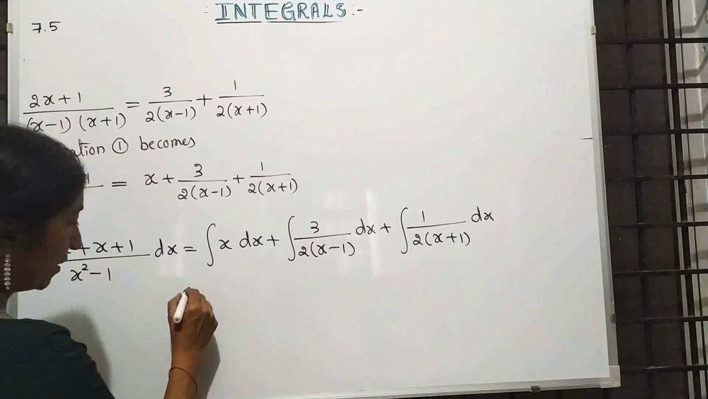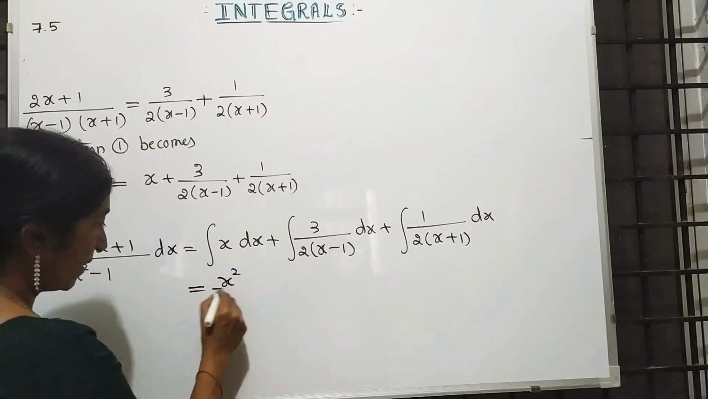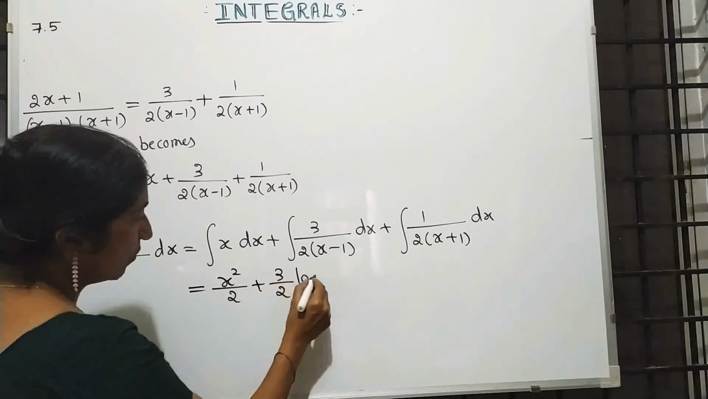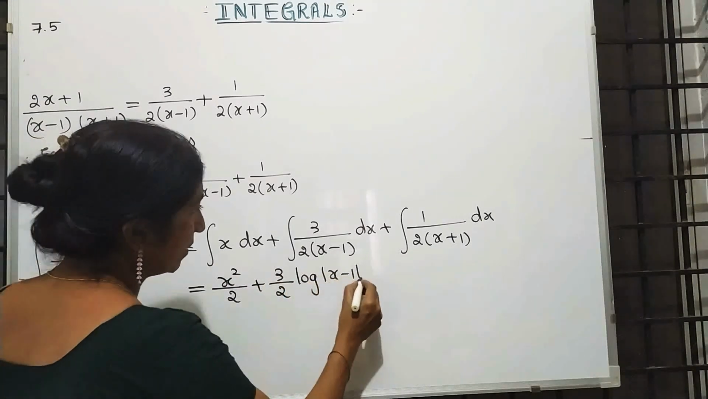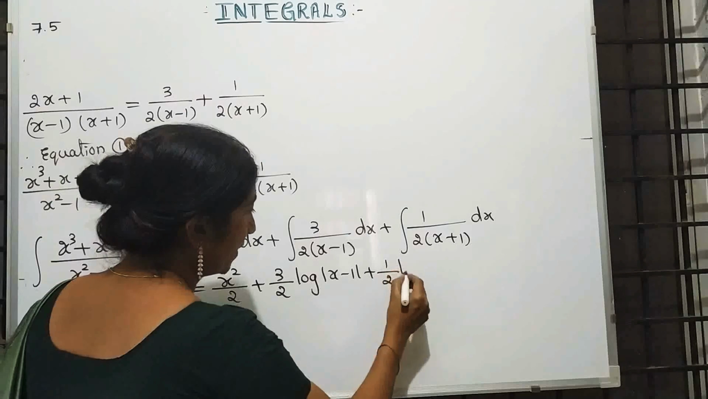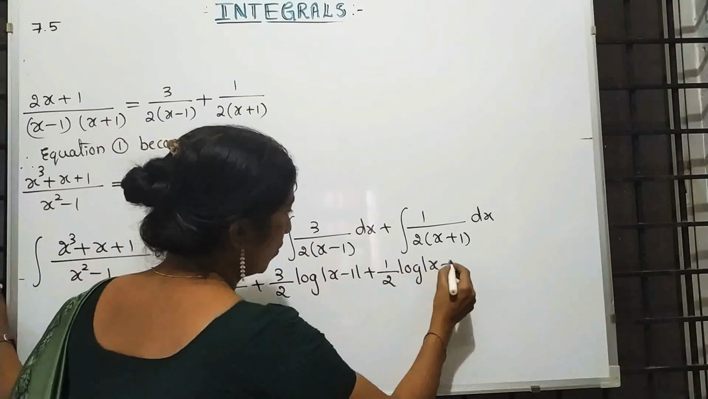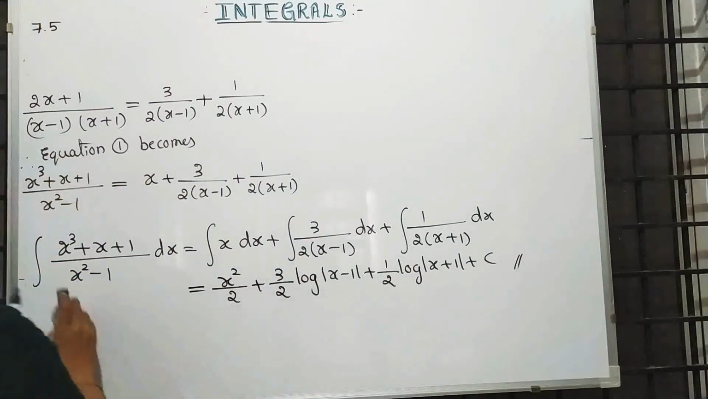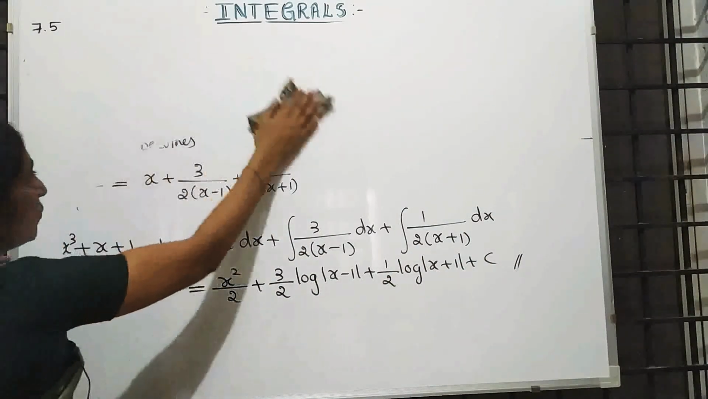Integration of x is x square by 2, plus 3 by 2 log of x minus 1 plus 1 by 2 log of x plus 1 plus c. So very simple. Now moving to the next question.